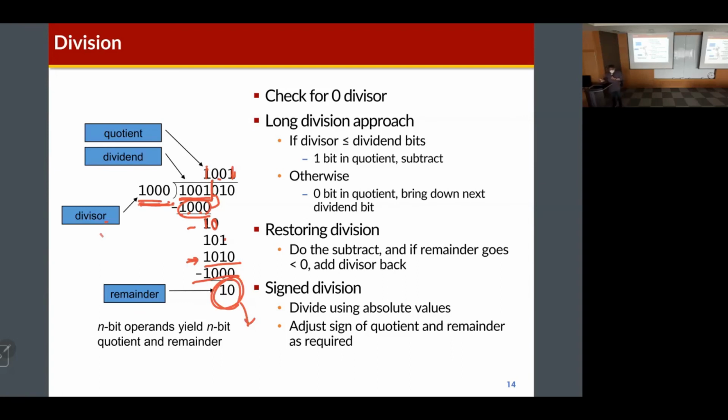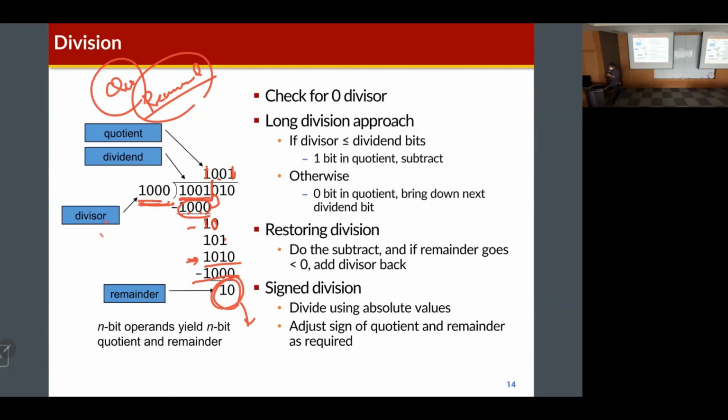So when the division is computed, we need to generate the quotient and remainder. Okay, so the remainder and the quotient. So this is how the division is computed in binary.